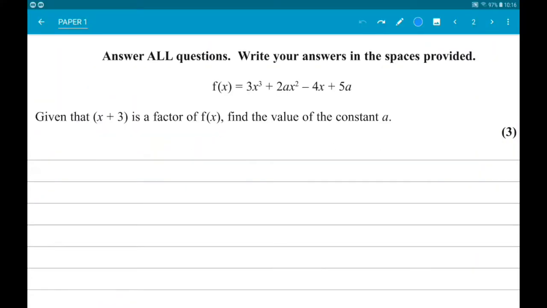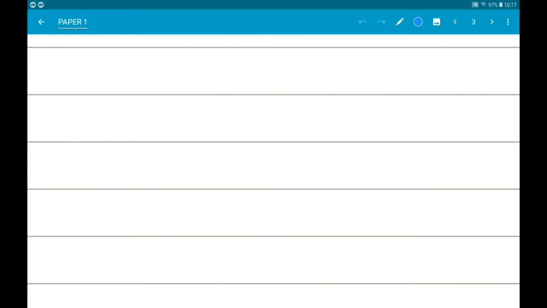Number 1. f(x) is 3x cubed, add 2ax squared, minus 4x, add 5a. Given that x add 3 is a factor of f(x), find the value of a. Okay, so by the factor theorem, if x add 3 is a factor, then f(-3) is 0.